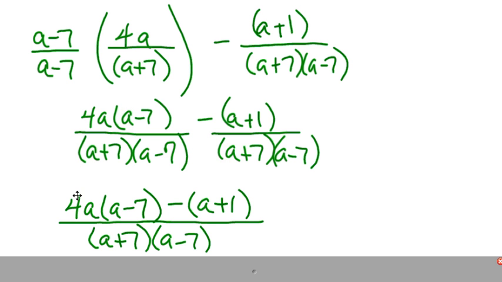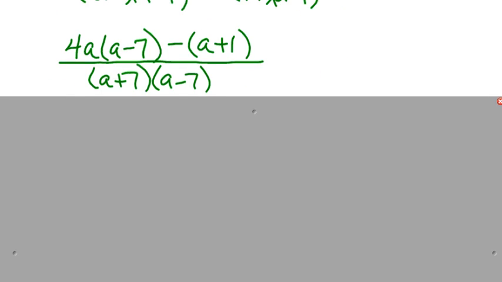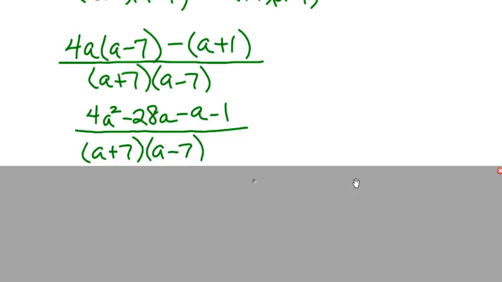We have to distribute first to see what we're working with. So remember, we're going to multiply here by 4a. We also have to take the opposite of what we're working with. So that's like distributing a negative 1 here. So by performing the operations, our numerator now has 4a squared minus 28a minus a minus 1.